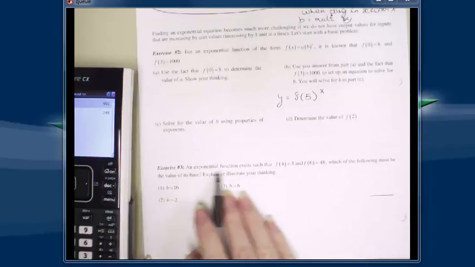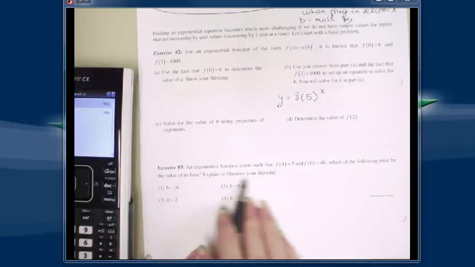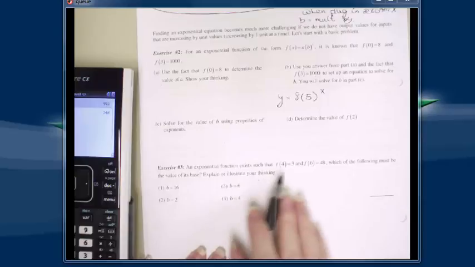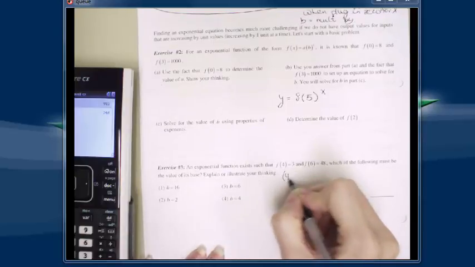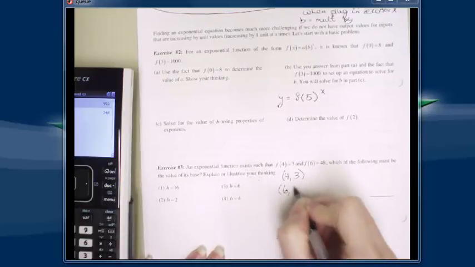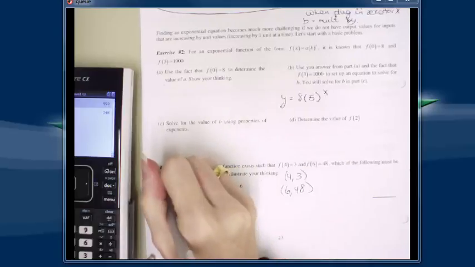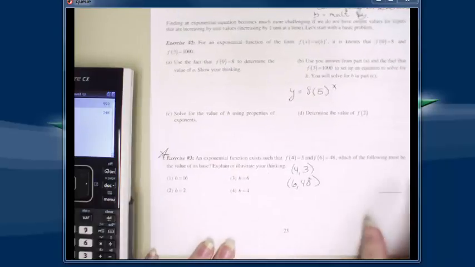All right, an exponential function has these two following points. You need to find the value of the b. So there's 2 points, 4, 3, and 6, 48. You're going to run that one on the regression, and we will discuss the answer.